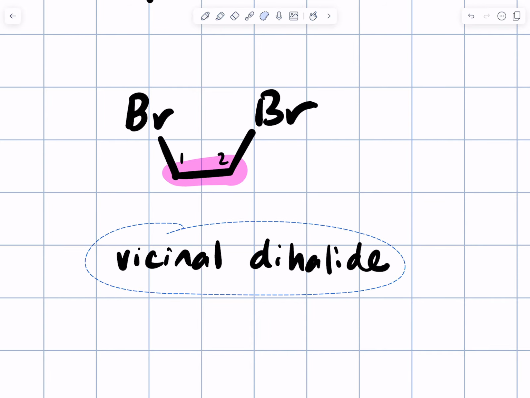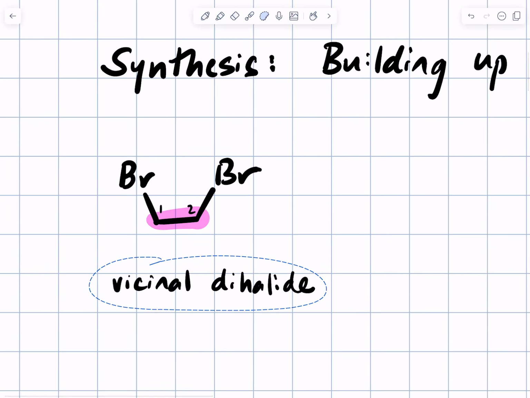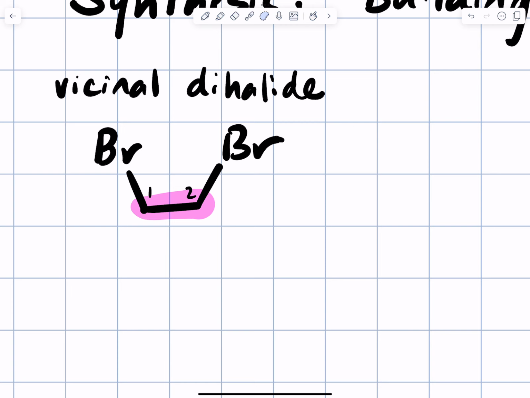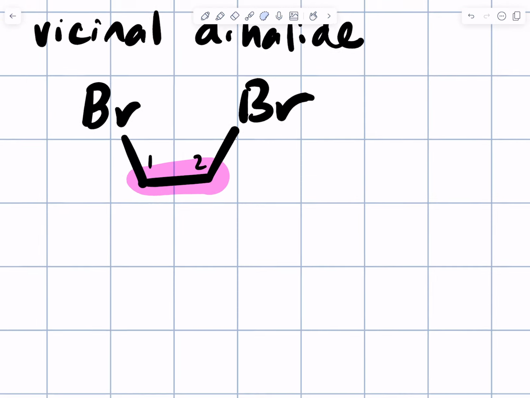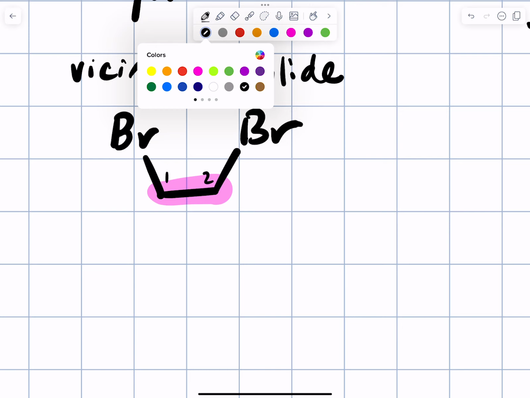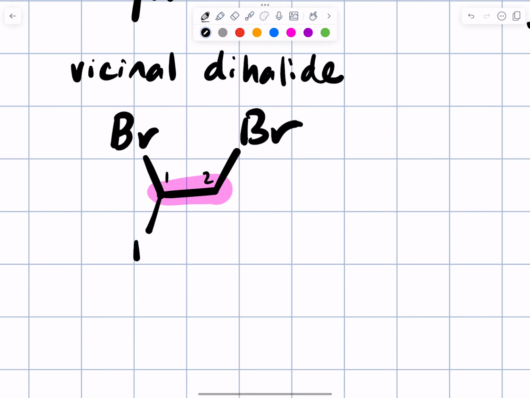That's not necessarily important, other than sometimes you hear people refer to it as such. That comes from, I think, the Latin root for neighbor. Spanish speakers, vecino, right, is neighbor. So vicinal dihalide means a 1,2 dihalide. Halides on neighboring carbons.